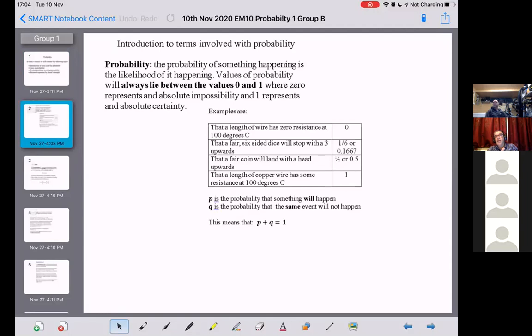Can whoever's got that playing in the background just mute, please? Has a television on or something, not the sound of it.